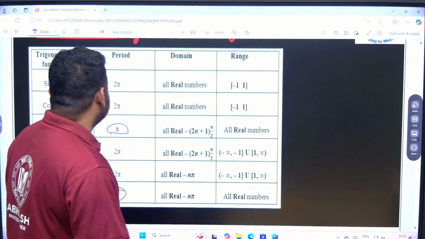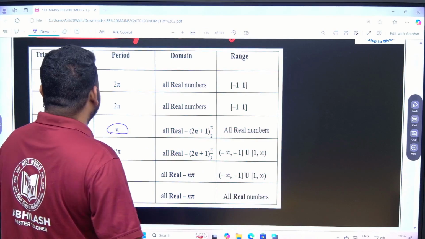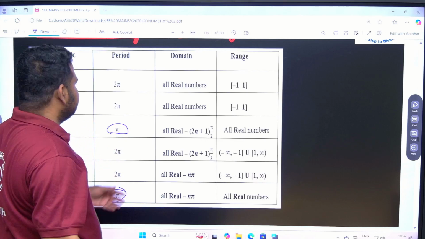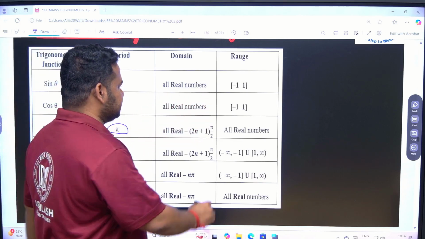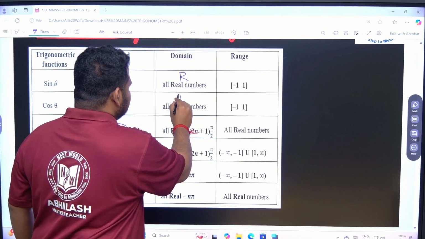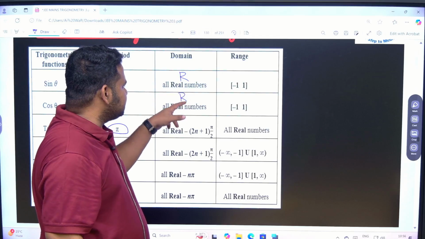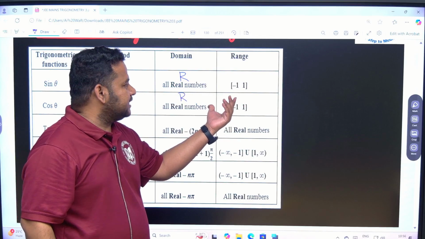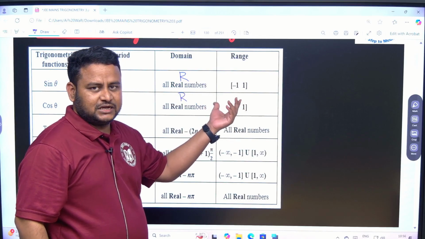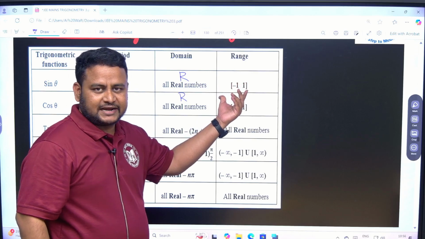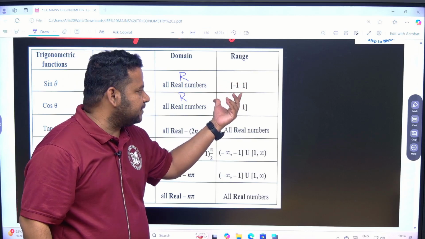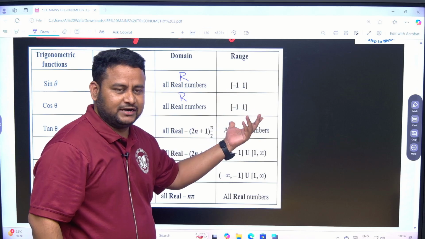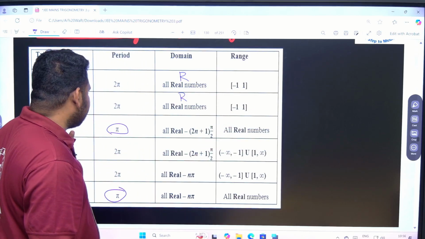Got it? Next, when you talk about domain and range. When we talk about sin theta, the domain is all real numbers. I can write it as capital R. Here also, for cos, the domain is all real numbers. When you talk about range, both sin and cos lie between -1 to +1. Is it an open bracket? It is a closed bracket, that is both -1 and +1 are included. Got it friends?